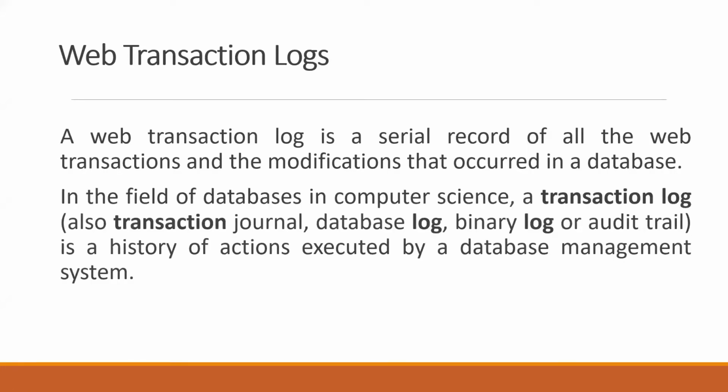So what is a transaction log? It's basically a transaction journal or a database log or binary log or audit trail. It is the history of actions executed by the database management system. As an example, I am going as a customer to a particular website and I search for my product. My data has been created. I buy the product. My data has been recorded. I make the payment online. And once I buy and use the product, I'll give my reviews. See, there's a lot of data which is created online. Those are basically called web transaction logs.